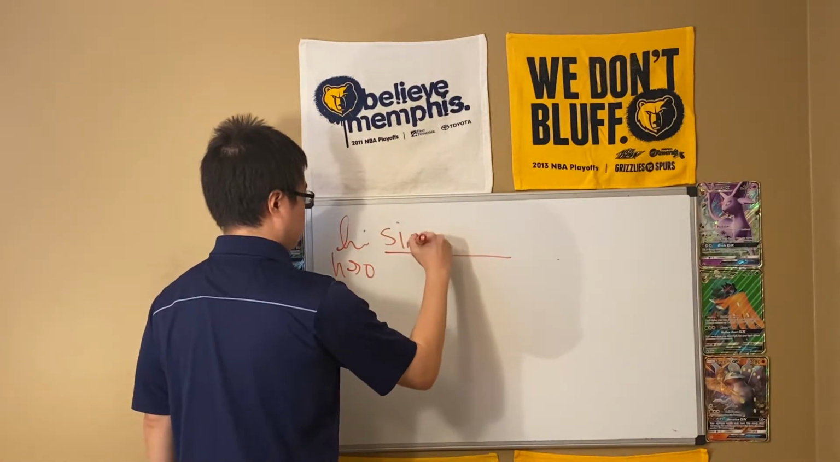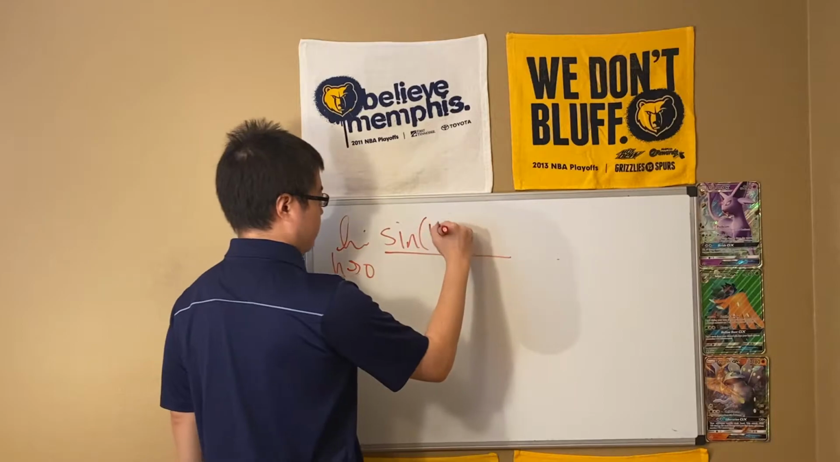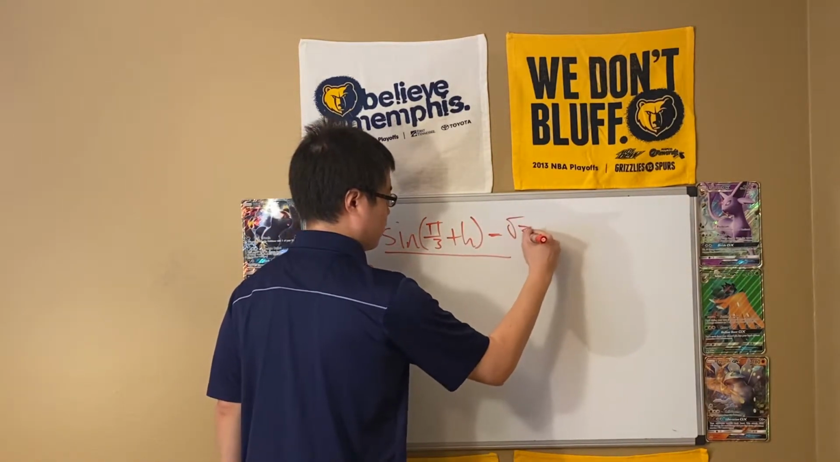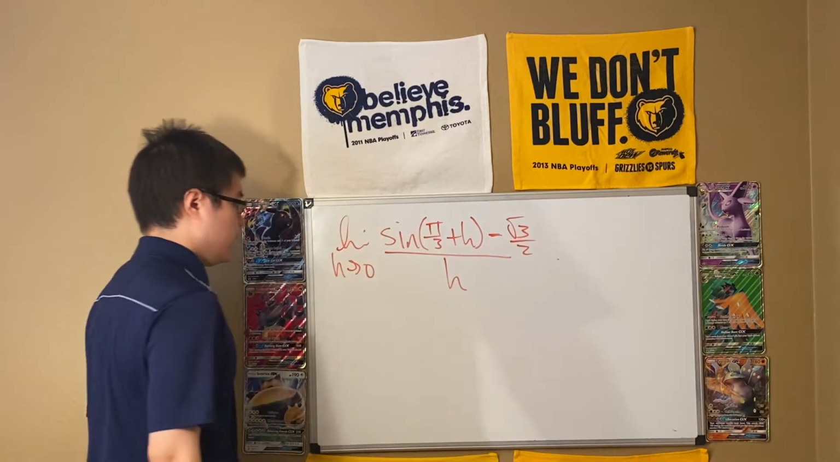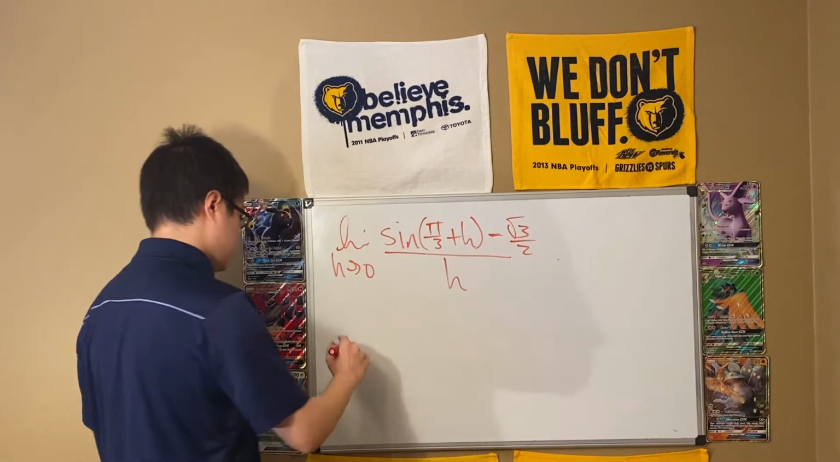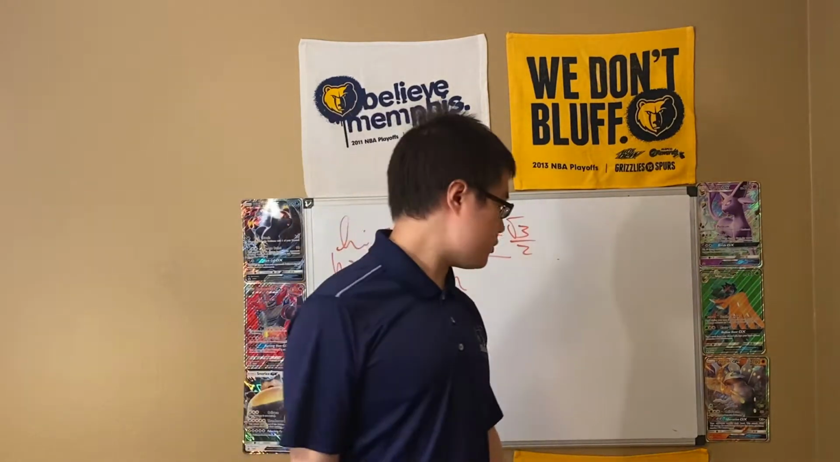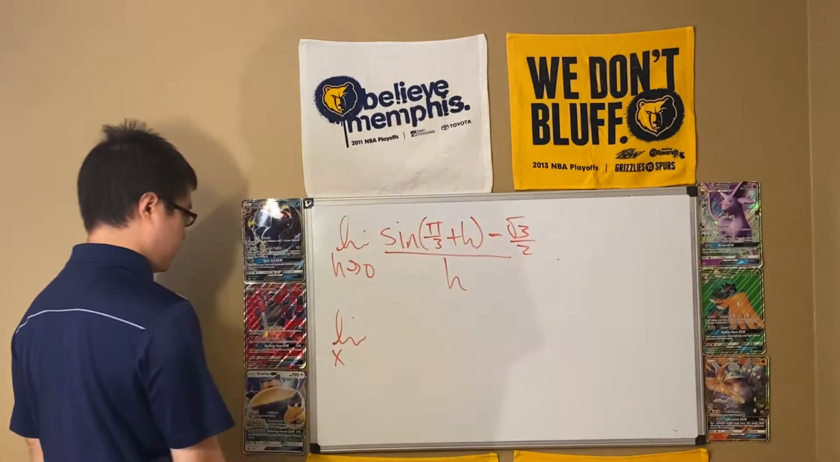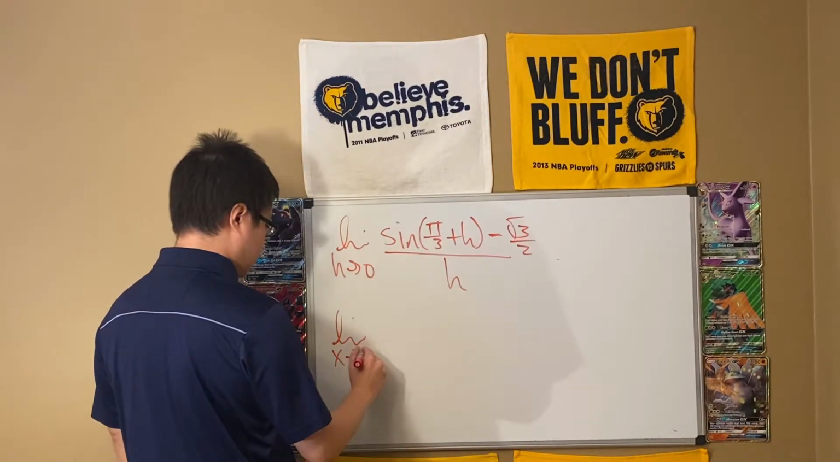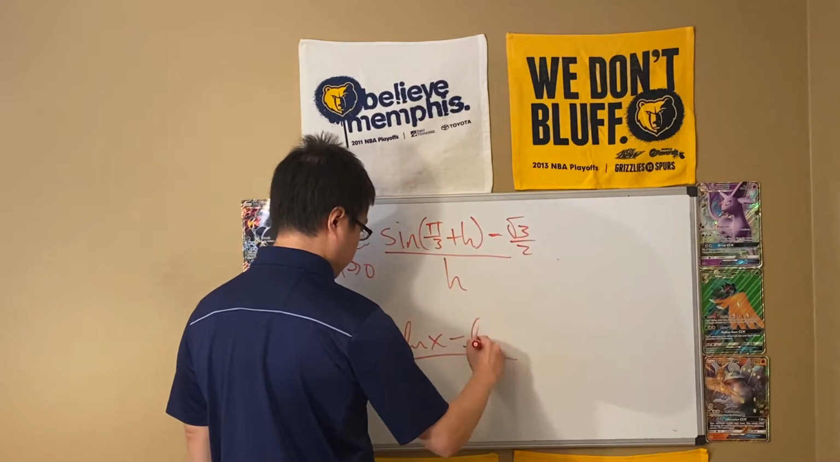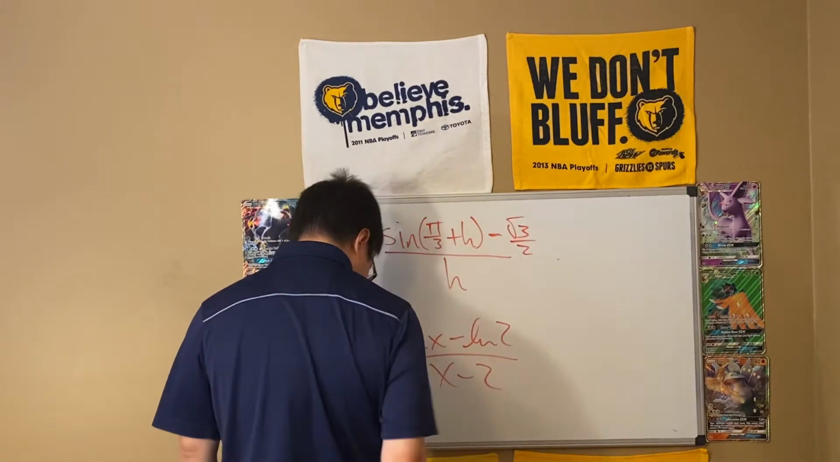So the first one I'm going to do is the limit as h goes to 0 of sine of pi over 3 plus h, minus root 3 over 2, all over h. And then my next one, we're going to do 2 at once because why not? We're pretty good. We can do this, friends. I believe in us. So the next one I want to do is the limit as x goes to 2, on the bottom here, of ln of x minus ln of 2 over x minus 2.